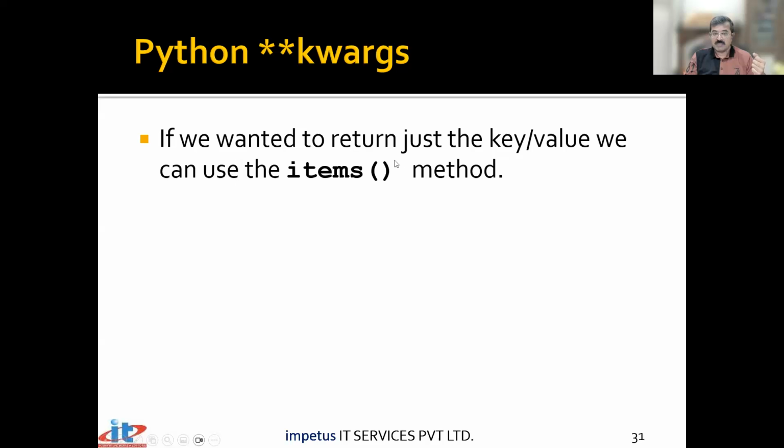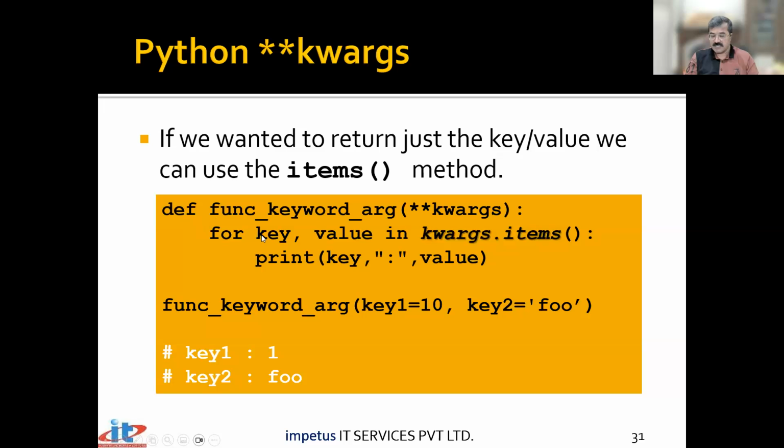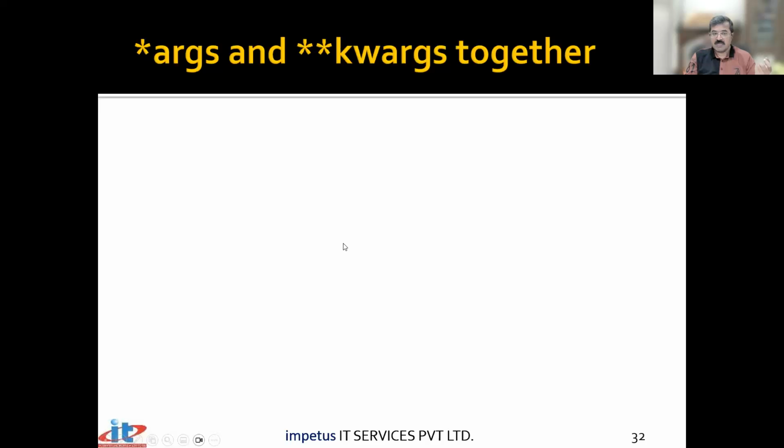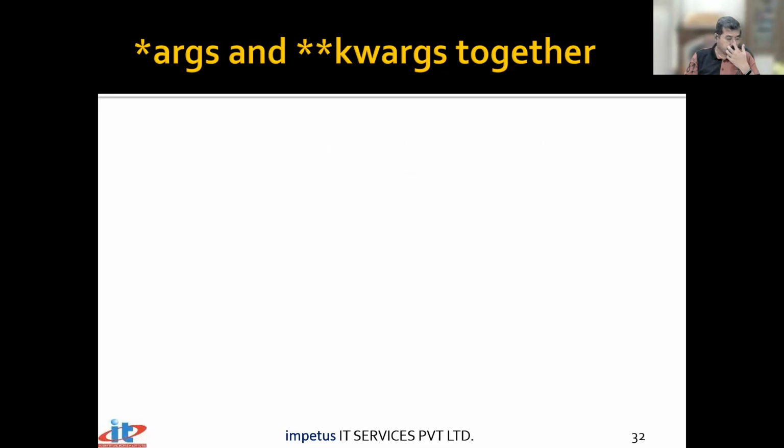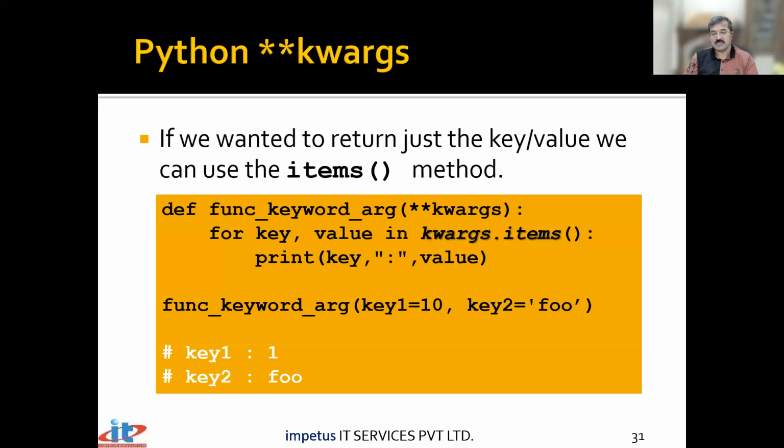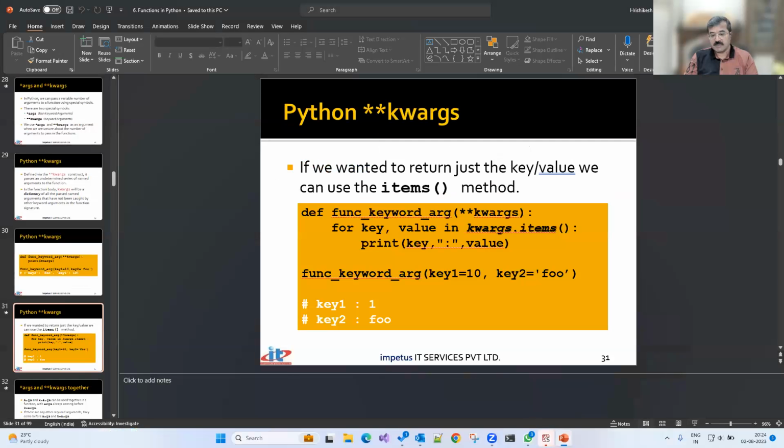If you want to return just the key-value pairs, we can use the items method. That's a dictionary method, correct? So items is a method from a dictionary that gives you key-value pairs. Likewise, you could use them together as well. But let's talk about using them together later because there are some rules. Let's first have a look at this demonstration.